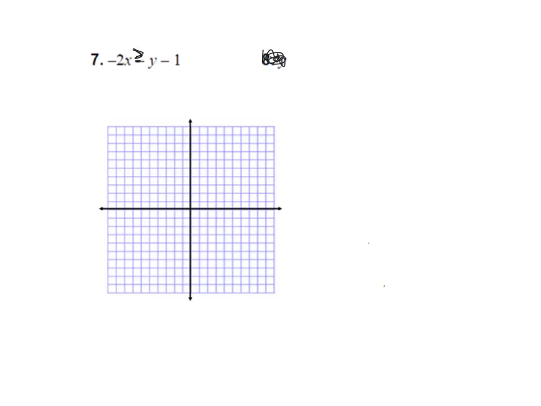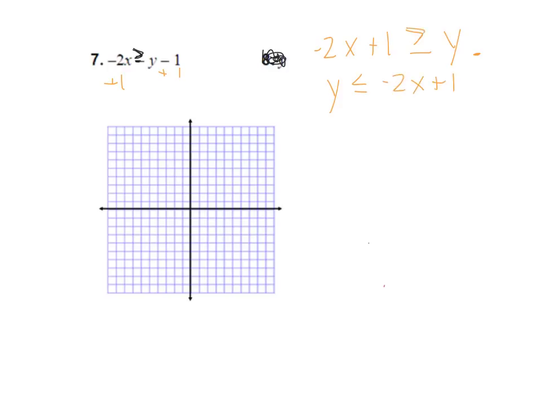Same thing here, I have to get the y by itself, so I'm going to add 1 to both sides of the equation. That would give me -2x plus 1 is greater than or equal to y. Now one thing that is very difficult is when y is on the right-hand side of the equation. So I'm going to rewrite this. So it says y is less than or equal to -2x plus 1.